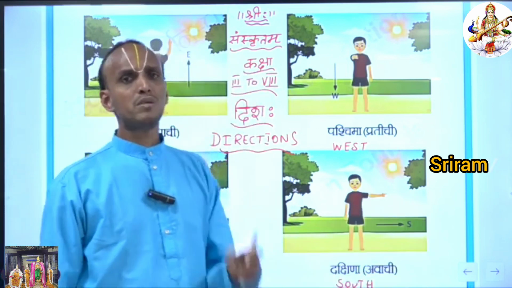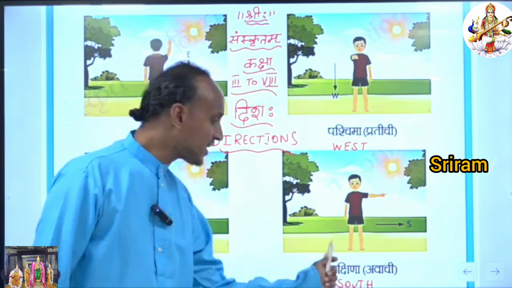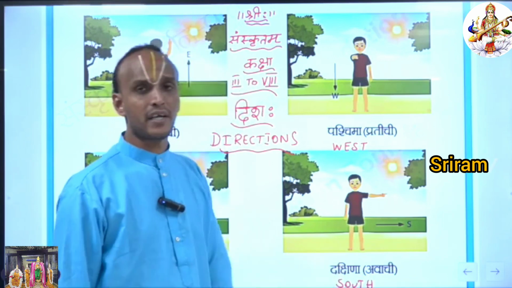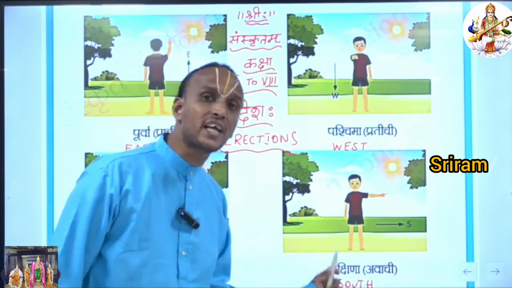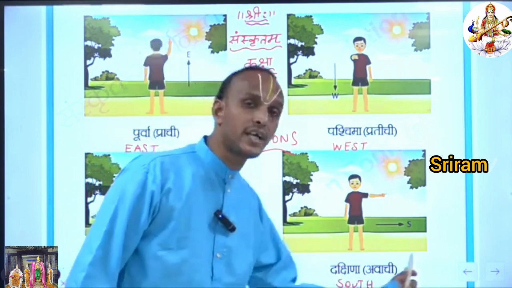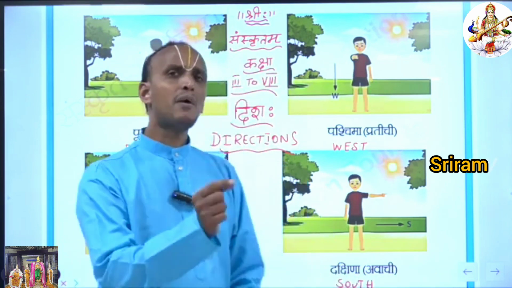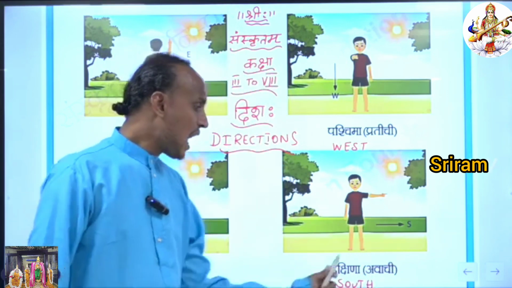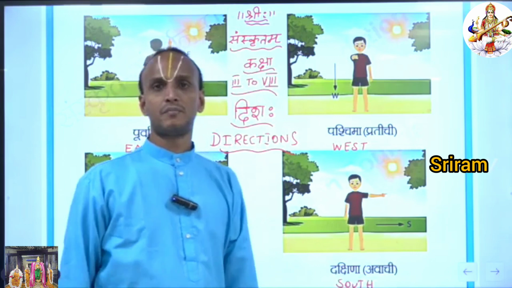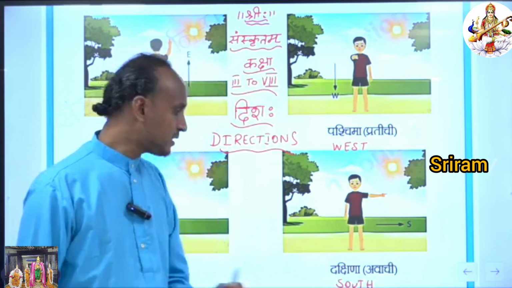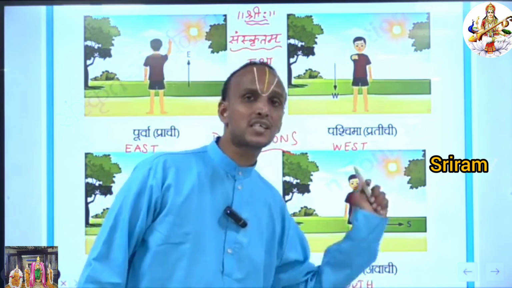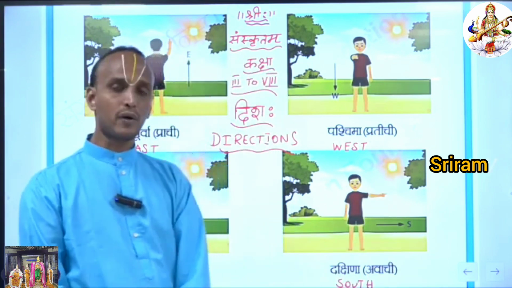Dakshinadik. What is meant by Dakshina? Dakshina means south. Dakshinadik means south direction. We have another name for Dakshinadik, that is Avachidik. Avachi means south direction. Avachidik means south direction. Okay, children?